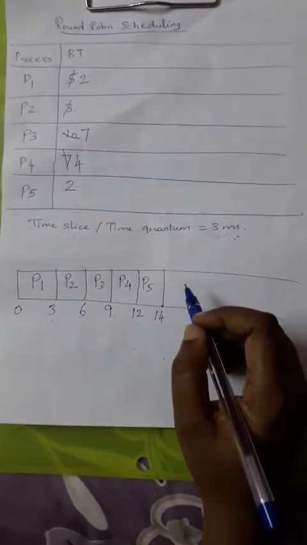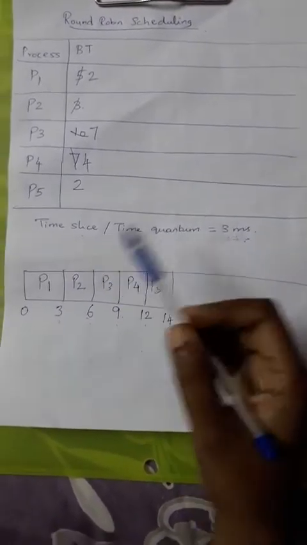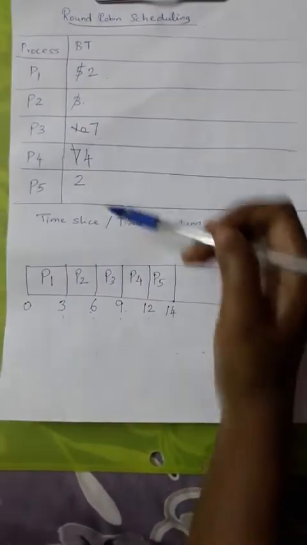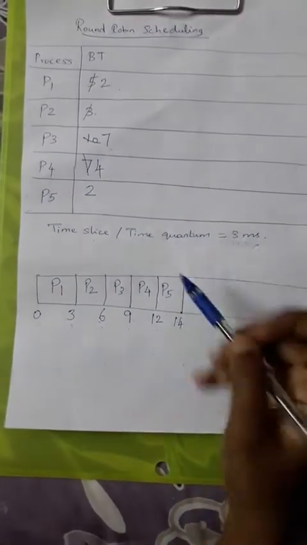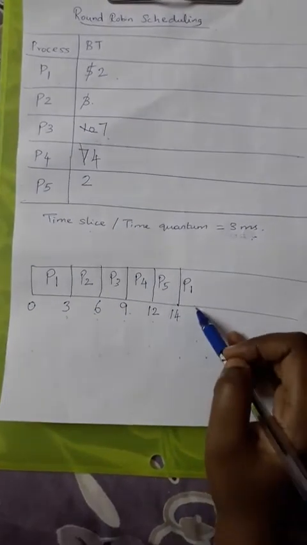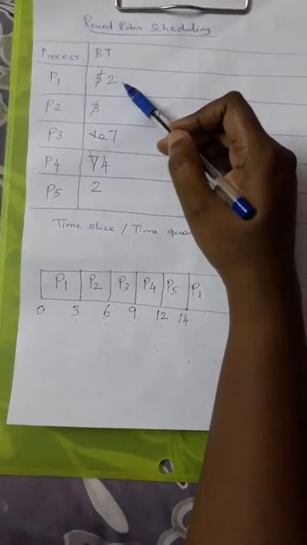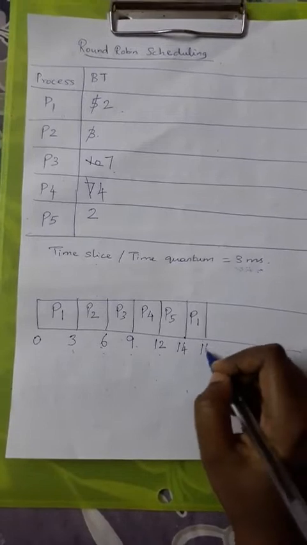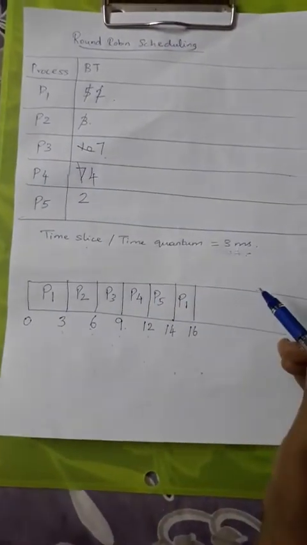Now we will have the 3 millisecond time slice again for each and every process to execute the remaining execution time. For P1 we have remaining 2. P1 can execute up to 3 millisecond, but here we have only the remaining execution time as 2. So only up to this 2 millisecond, that is up to 16, it will be executed. So P1 has completed its execution.